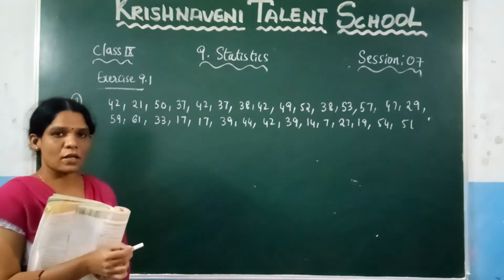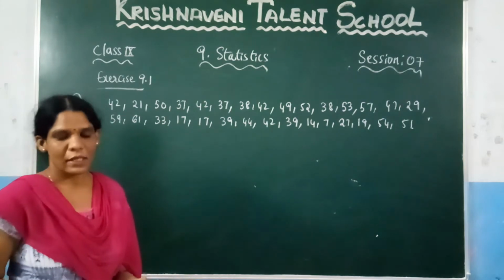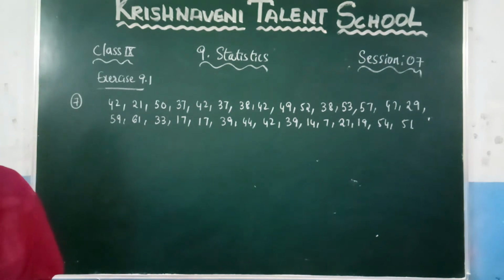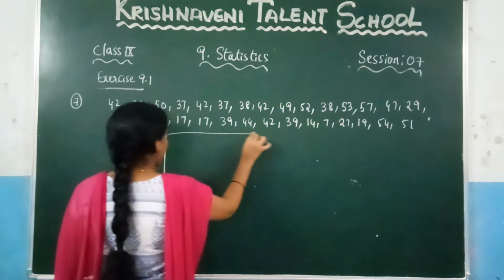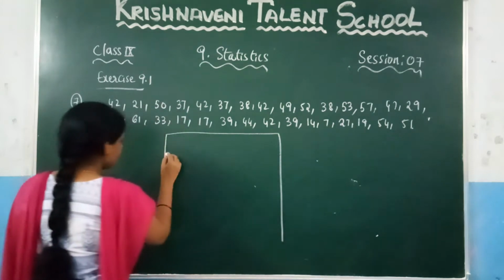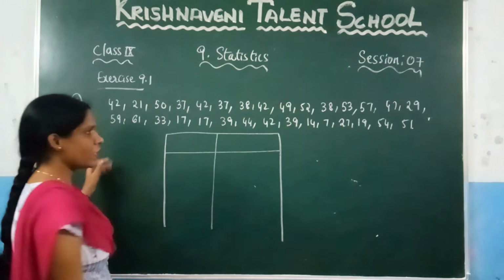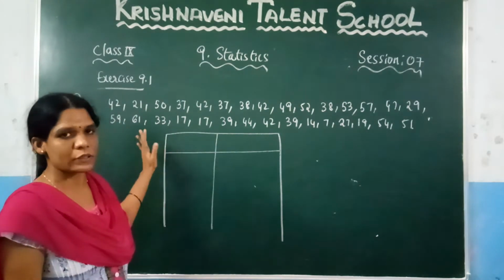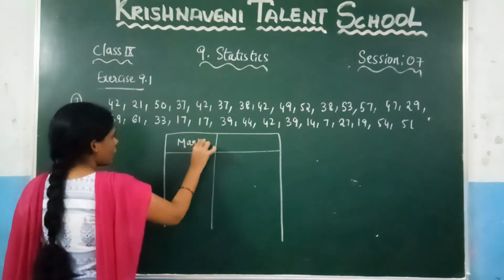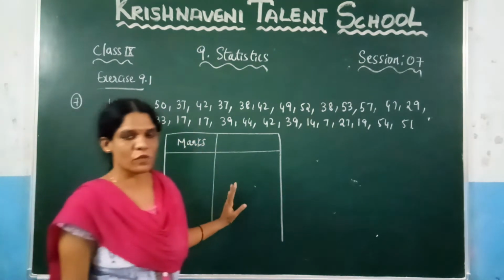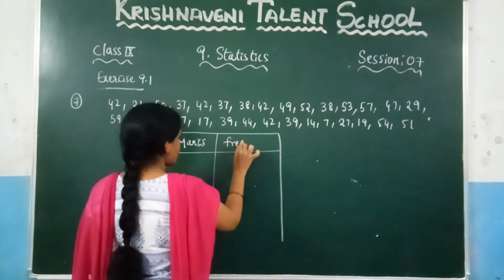Now, based on this raw data, you need to draw here the grouped frequency distribution table. Let us see here how to draw it. Again, you need to draw one table, and in the first column, what they have given here in the question, the marks. So write it here the marks. And the second column will be the number of students, or we can write it as the frequency. So write it here frequency.